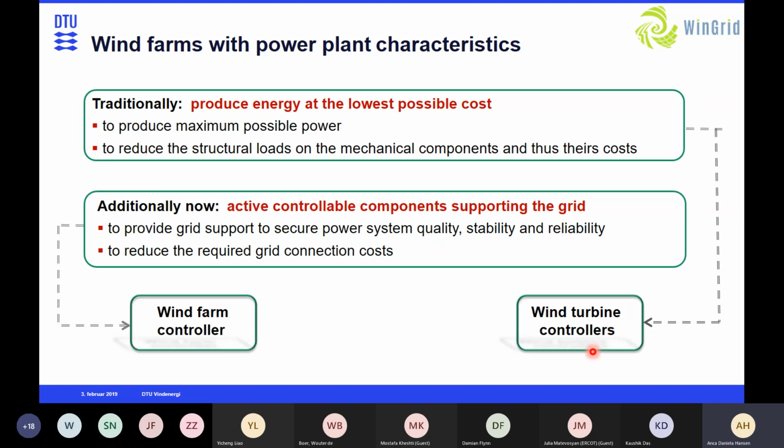So the aim here is to improve the integration of wind turbines in the power system in order to secure quality, stability, and reliability, and to reduce the required grid cost. All these are implemented in the wind farm controller, and of course the wind farm controller should interact with the wind turbine controllers to provide the grid support, and this should be done in such a way that the individual wind turbines maintain their ability to maximize power production and limit mechanical loads and lifetime consumption.